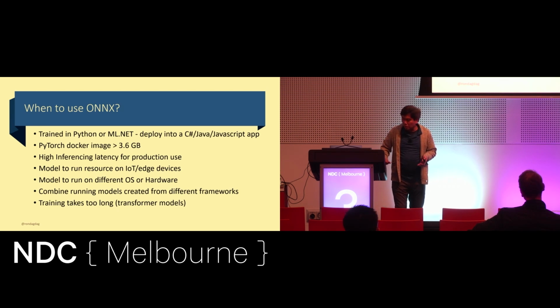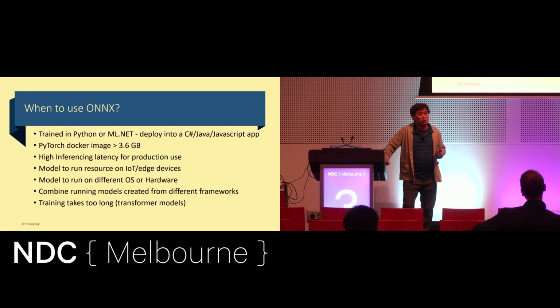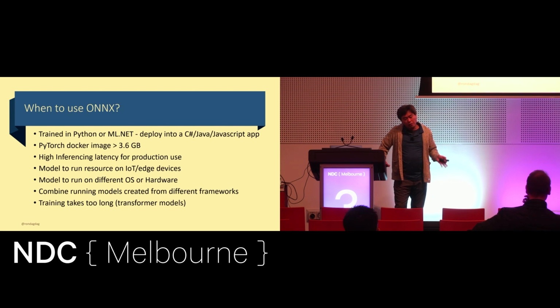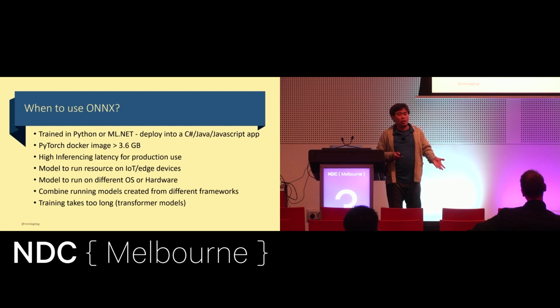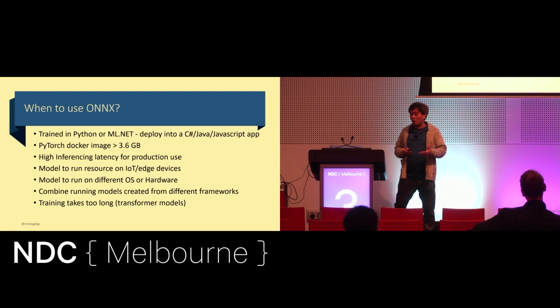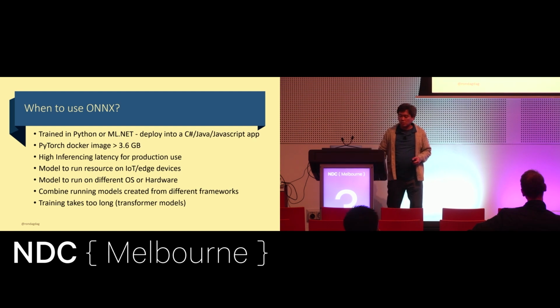When you have a model that you want to run on IoT or edge devices, the Azure Percept device is a good example. It uses ONNX in order to run its models. And if you want to run it on a different operating system or hardware, that would be a good use case. So it's not just limited to Windows machines. You can run this on Windows, also on Linux. Different hardware too. So not just AMD or Intel chips, but also ARM processors are possible.